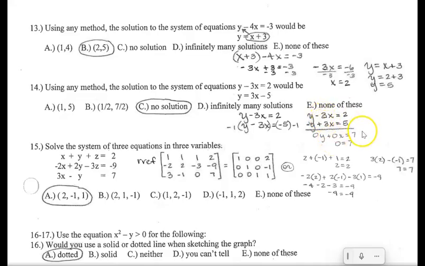And then 2 and 5 is 7. So I end up with 0 equals 7. So that is not a true statement. So that means that there is no solution to that system. Those would have been parallel lines.